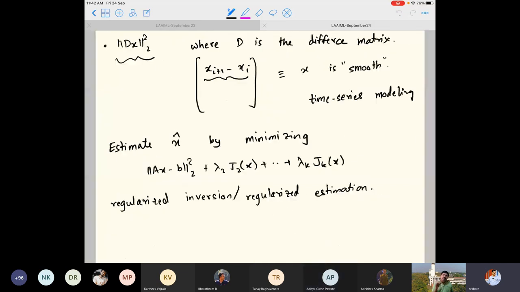Now it's clear. Based on the importance of those objectives, you will decide what are these lambda 2, lambda k, and so on. So this is your primary objective. You want this, and based on that primary objective, you will decide what is this lambda 2, lambda k, and these minimization and obtaining x hat such that these things are done is called regularized inversion or regularized estimation. Okay, so this is what we are doing.